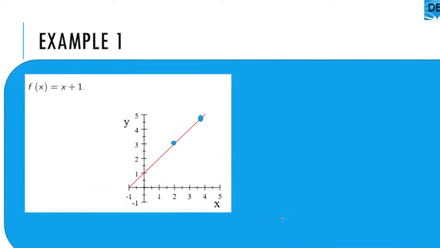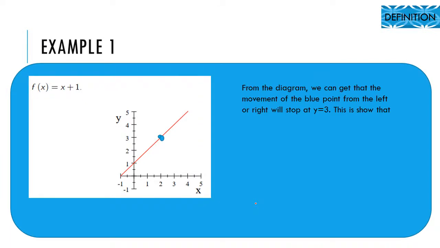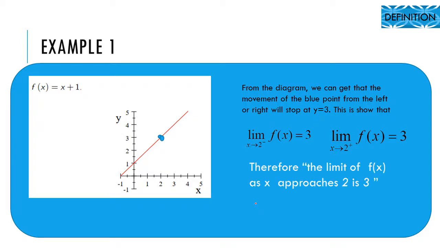So let's look at example 1. This is a linear function. From the animation and the diagram, we found that the movement of the blue point stops at y equal to 3. This shows that the left side limit equals 3, and the right side limit equals 3. So the limit of function f(x) exists with the value of 3.